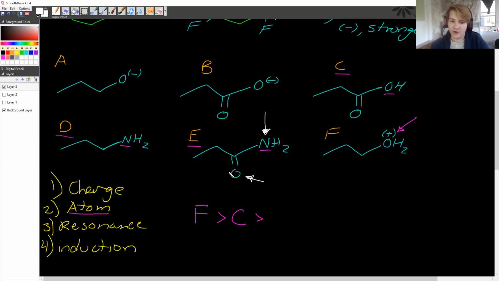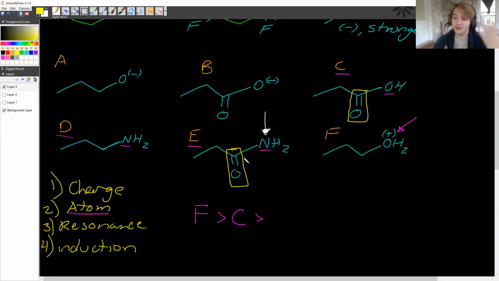So yeah, it's resonance stabilized. It has some resonance going on. But just because this nitrogen has this going on, so does this. So they cancel each other out, you could technically say. And so what are you left with? You're left with a nitrogen versus an oxygen. And who wins? Oxygen. Okay?